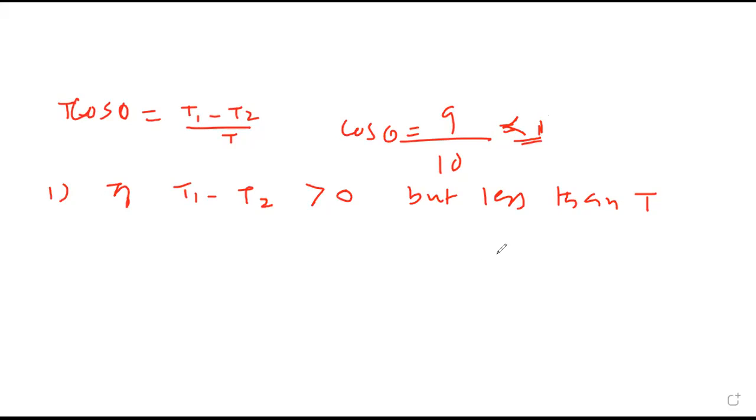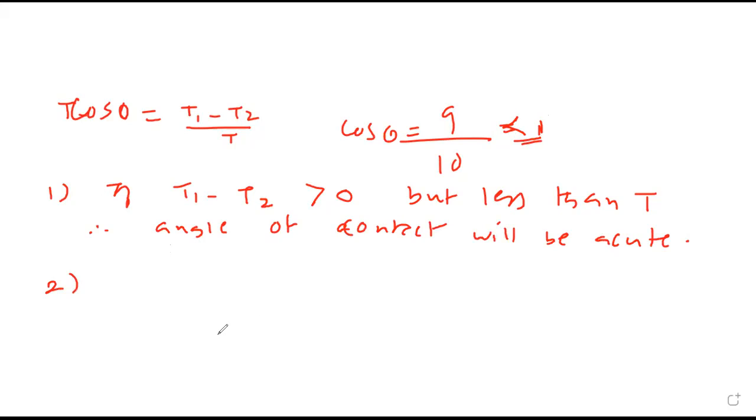Less than 1 means acute or obtuse? Acute. So the angle of contact will be acute. That means the liquid will be wetting the wall of the container. Acute means wetting the wall of the container, and obtuse means it is not wetting the wall of the container.